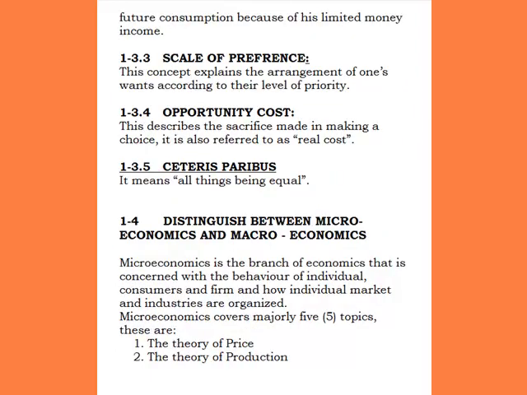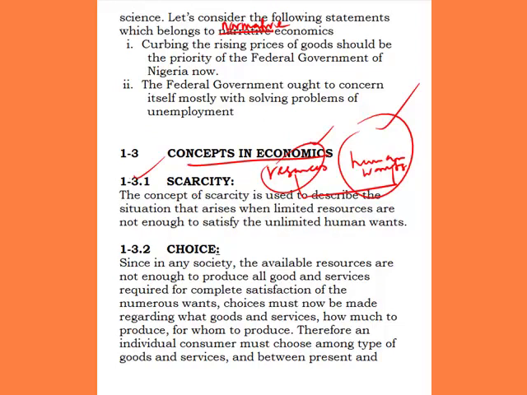Now, what we are saying in essence is that because of the non-availability of resources to satisfy human wants, there is a need to make a choice between present and future consumption, or between items under consideration. So if we are doing that, we are making choices. What brings about choice making is scarcity. Because we have a scarcity of resources in relation to unlimited wants, we need to make choices, to be able to use our limited resources to satisfy our unlimited wants. So that is choice.